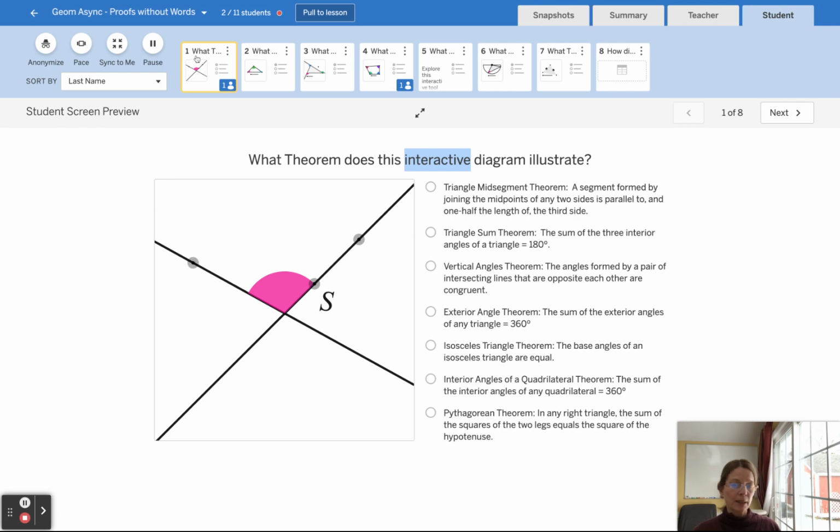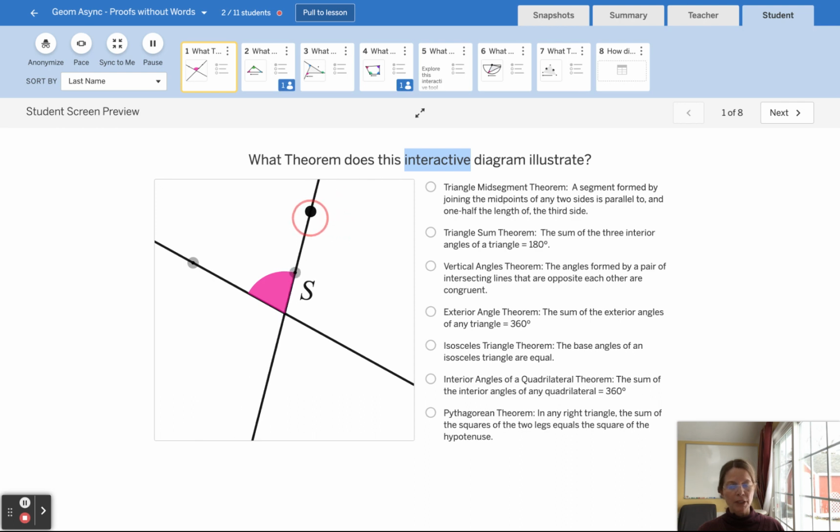So in screen number 1, we have an example of 2 intersecting lines. The first thing I want you to think about is, what does the diagram show? It shows 2 intersecting lines. Is there a triangle? No, I don't see a triangle. Is there a quadrilateral there? No, there's 2 intersecting lines. What happens when we move this?